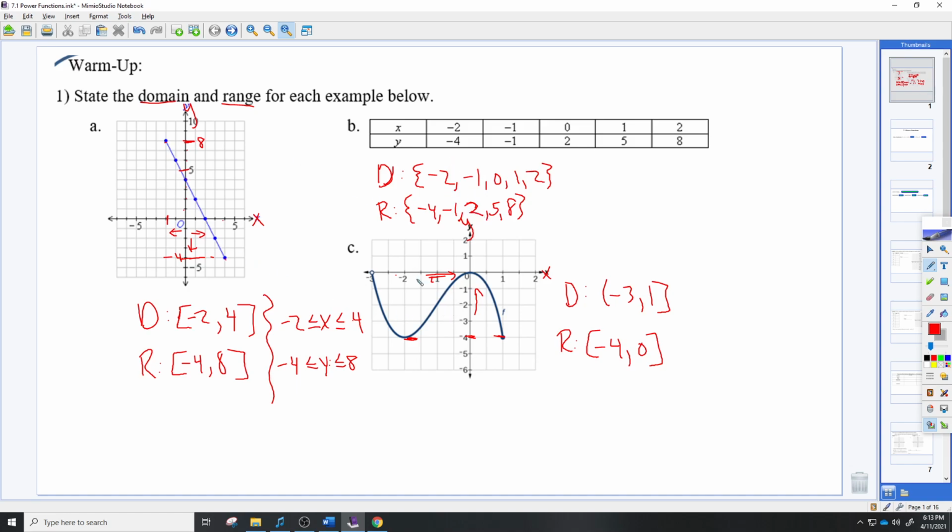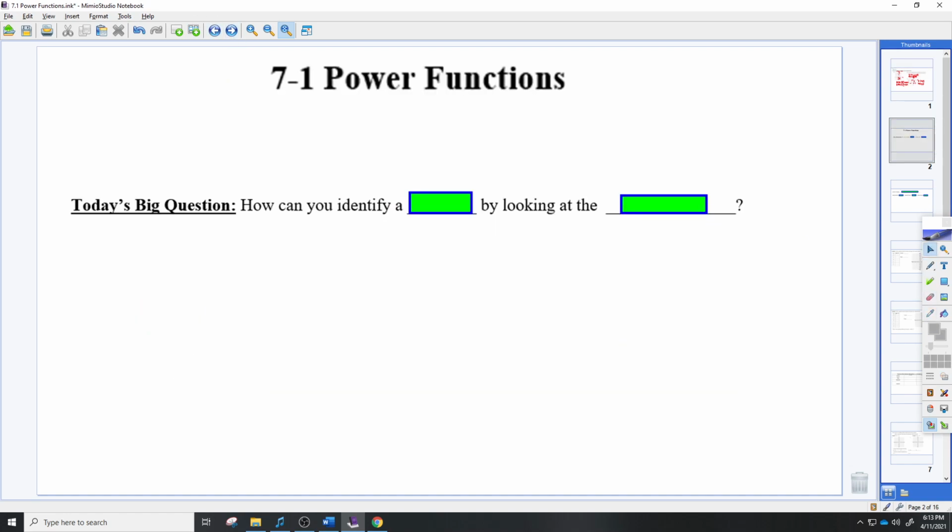It's a little different with the graph because it's a continuous line. We have a range of numbers we have to go. We go from left to right, or bottom to top. Always go from the smallest number to the biggest number, in both cases for range and domain. Okay, now that we have that behind us, let's start 7.1, power functions.